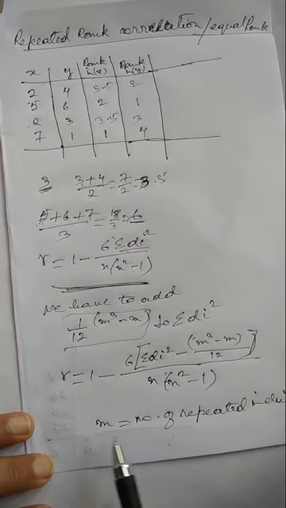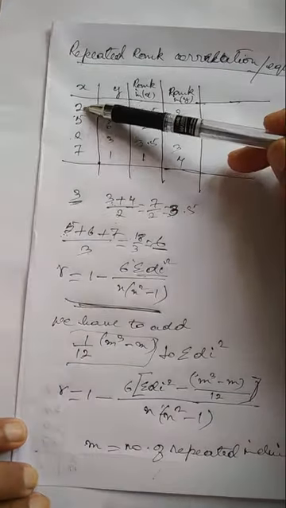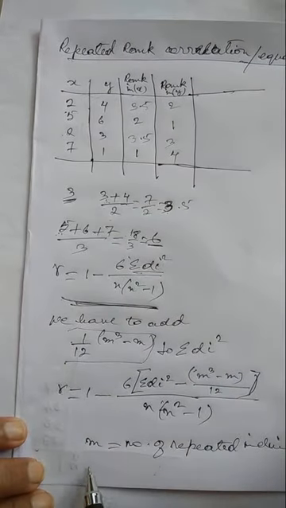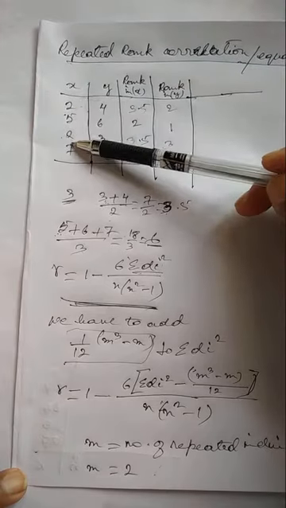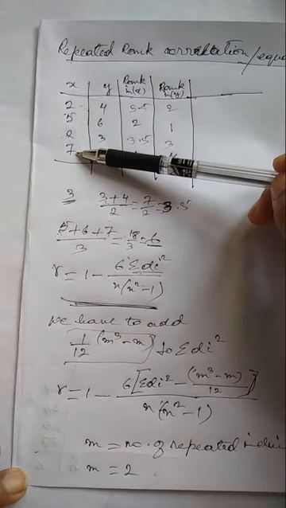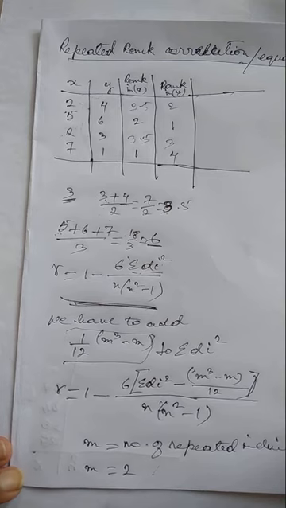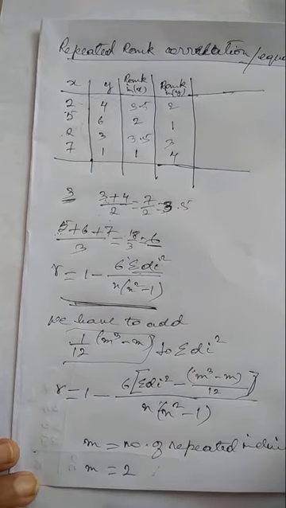According to our example, m will be equal to 2 because the value 2 is repeated twice. If the value is repeated 3 times, then m will be equal to 3. If the value is repeated 4 times, then m will be equal to 4, and so on. Got it? Now let's take this example and see how we can calculate the rank correlation coefficient.